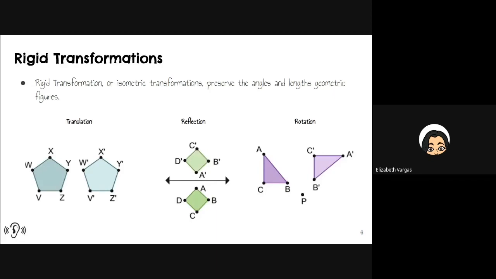So we had three different types of rigid transformations: a translation, which is referred to as a slide in a plane; a reflection, which is referred to as a flip in a plane; and a rotation, which is referred to as a turn in a plane. So we've learned about these different types of rigid transformations so far.